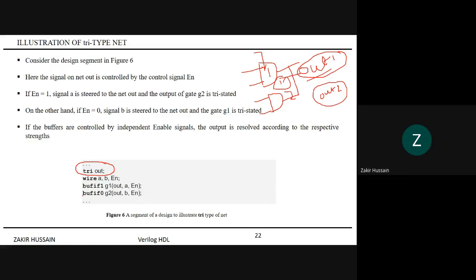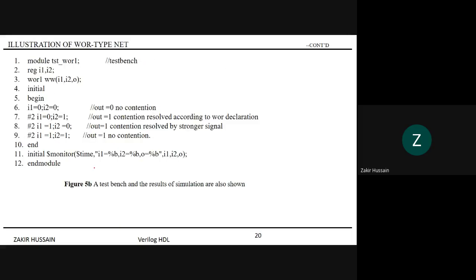So why is it not advised here to use wire? We shouldn't be using wire. We should be using this tri. Let's go back here.